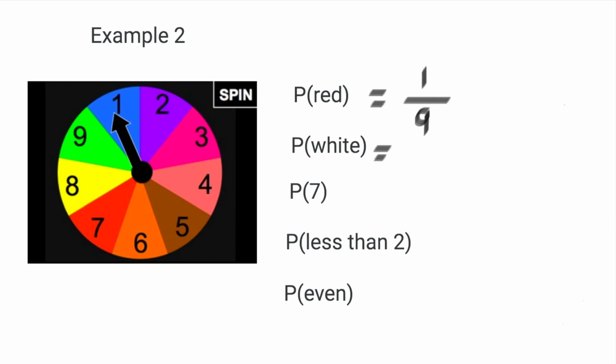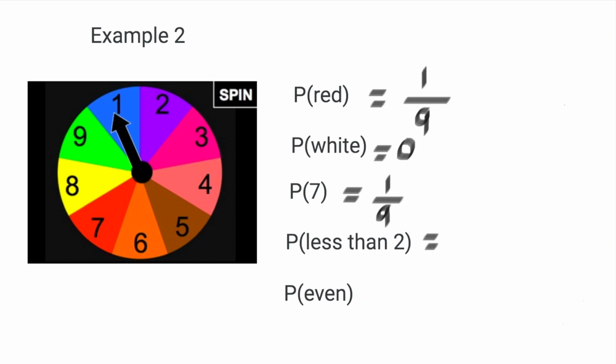The second question says the probability of the color white. When you look at this spinner, there's no color white. It's impossible to get the color white. So what value do we assign to something that's impossible? It's the number 0. So the probability here will be 0. Now the probability of 7, we see that there are 9 possible outcomes. So the number 9 goes in the denominator, and since there's only one number 7, we put that in the numerator.